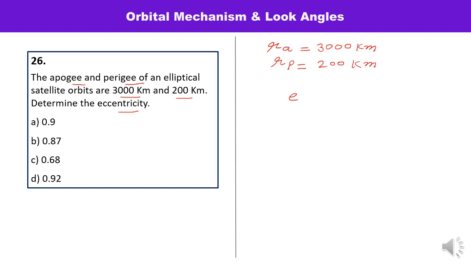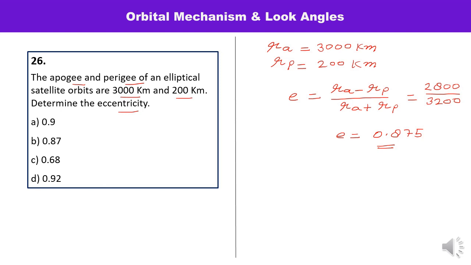kilometer, and the formula of eccentricity, you know, this is RA minus RP upon RA plus RP. Just substitute these values. So RA minus RP will be 2800 and RA plus RP will be 3200. So the value of E, which you will be getting, is 0.875. Now check the correct option. Out of these four, B is the correct one. Check the final answer. Yes, this is the correct option.